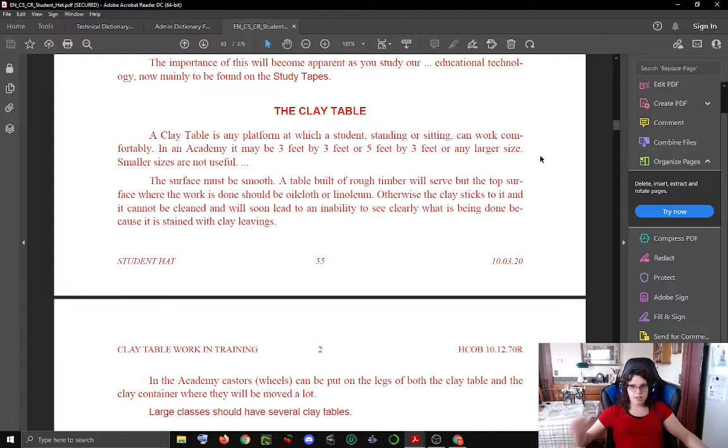The clay table. A clay table is any platform at which a student, standing or sitting, can work comfortably. In an academy, it may be 3 feet by 3 feet, or 5 feet by 3 feet, or any larger size. Smaller sizes are not useful. The surface must be smooth. A table built of rough timber will serve, but the top surface where the work is done should be oilcloth or linoleum. Otherwise, the clay sticks to it and it cannot be cleaned, and it will soon lead to an inability to see clearly what's being done because it's stained with clay leavings.